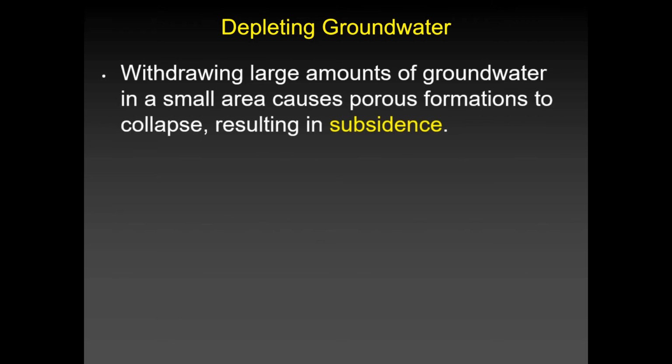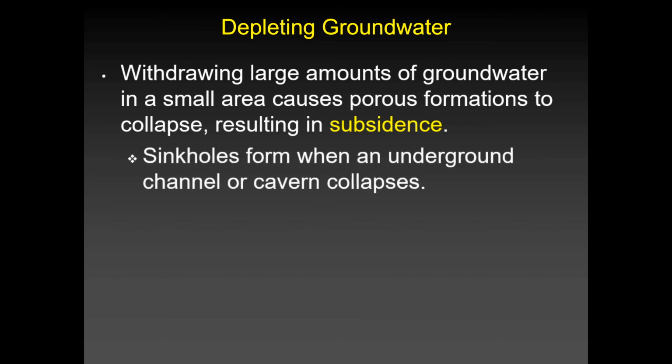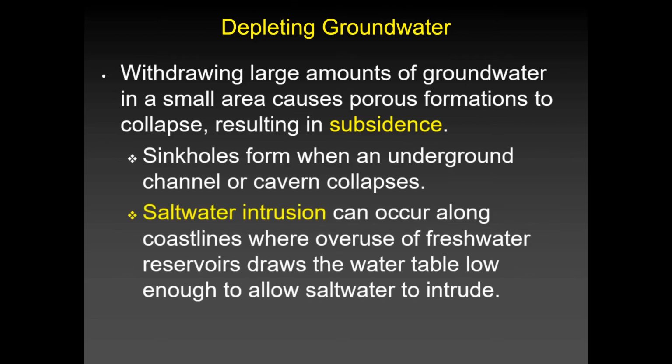Withdrawing large amounts of groundwater in areas can result in porous formation and collapse, resulting in subsidence. So basically sinkholes. Sinkholes form when these collapse. Saltwater intrusion can occur along coastlines where overuse of freshwater reservoirs draws the water table low enough to allow saltwater to intrude.